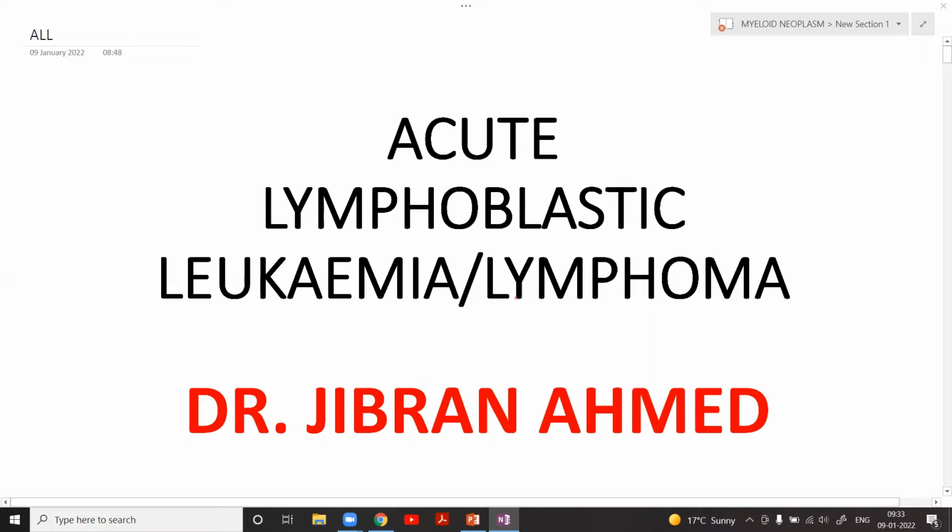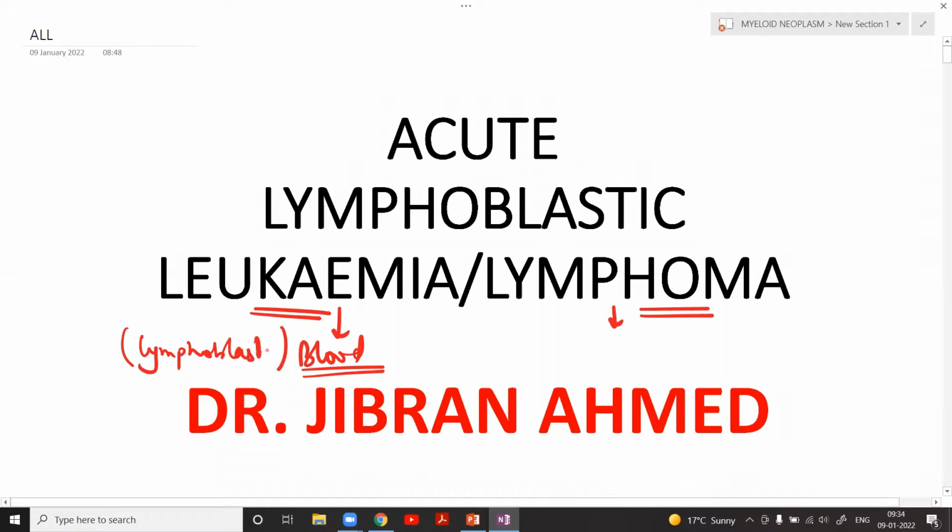Before I start my class, can anyone tell me why I have used the term leukemia and why I have used the term lymphoma? Can anyone tell me the meaning of leukemia? How is leukemia different from a lymphoma? Whenever there is involvement of the blood, we use the term acute lymphoblastic leukemia. In this case, the lymphoblasts are present in the blood. Whenever any kind of blast, even a myeloblast, is present in the blood, we use the term leukemia. And when the lymphoblast or any other type of blast involves the lymph node, we use the term lymphoma.